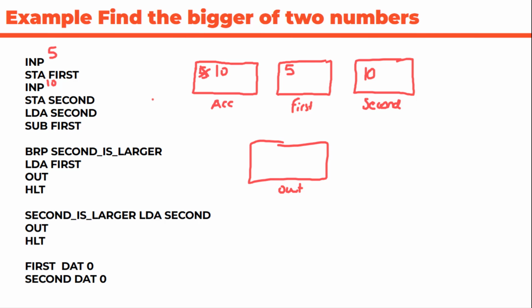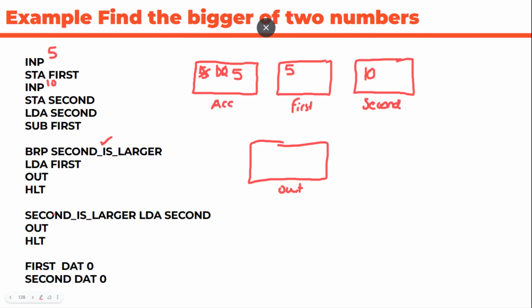Then we load second. 10's already there. Happy days. We subtract first. Well, what's first? First is 5. So let's subtract that from 10. We've got 10. We minus 5 from it. And that gives us 5 overall. Okay. Then we look inside the accumulator and see if it's positive or 0. Is this positive or 0? Yes, it is. Therefore, we jump to second is larger.